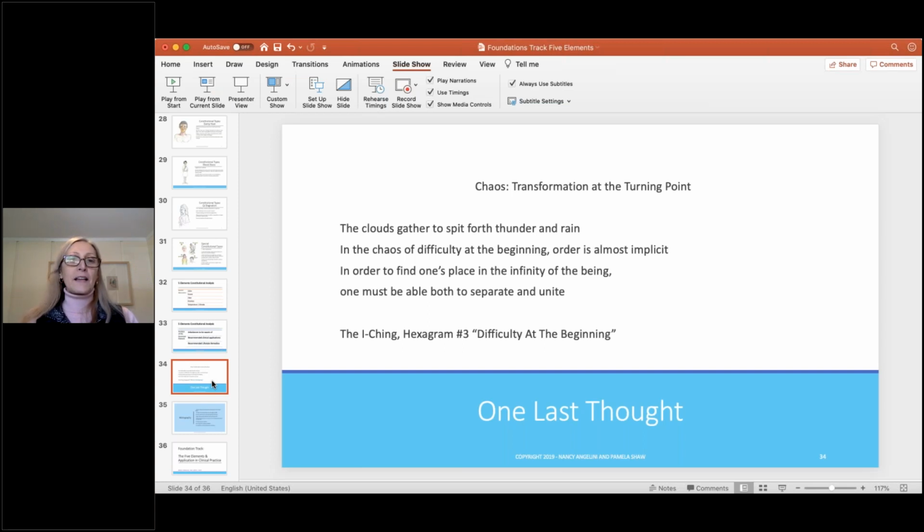And in order to find that place in the infinity of the being, the Tao, the beginning point of the oneness, right? We have to be able to separate, go through the chaos, and then unite. And that's what we're doing. That's what we're doing. That's it. It's not that hard.